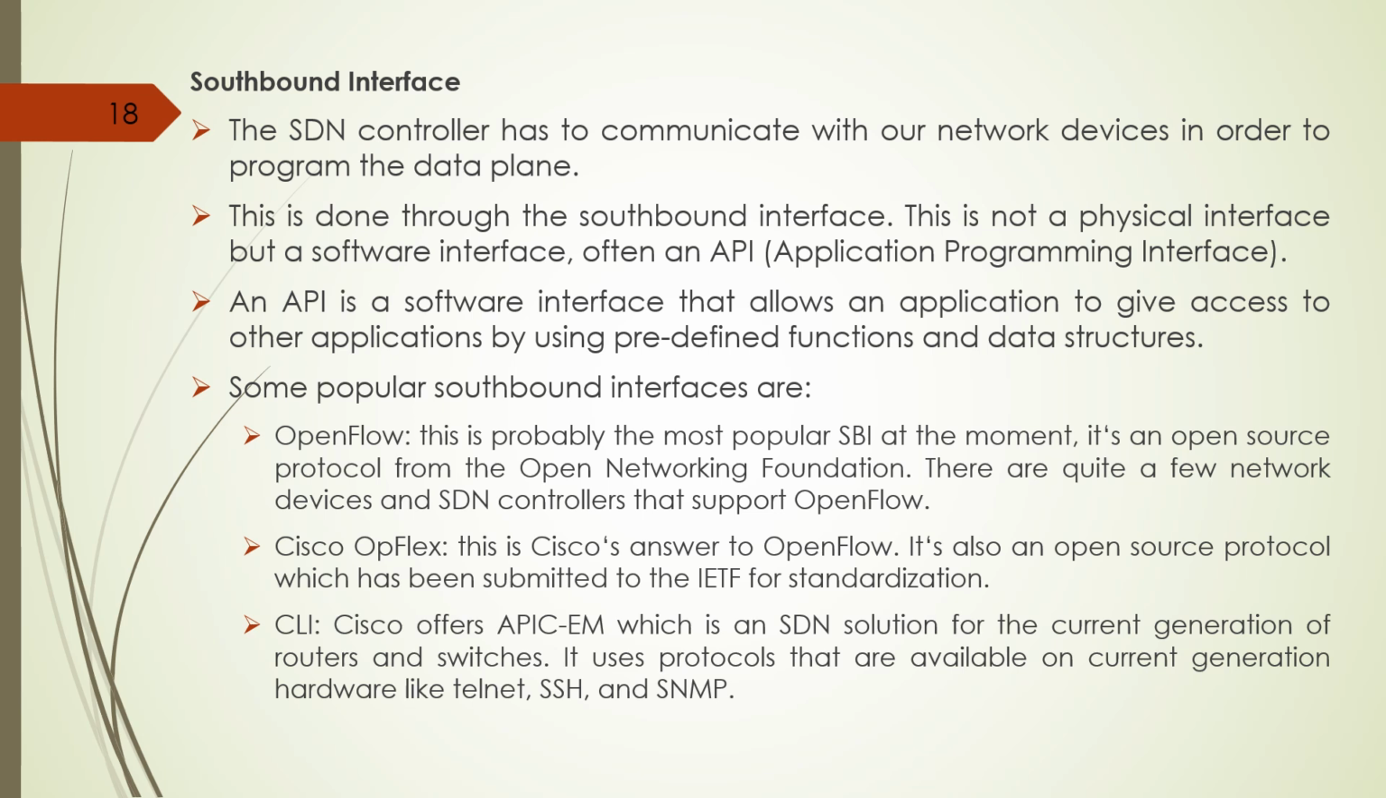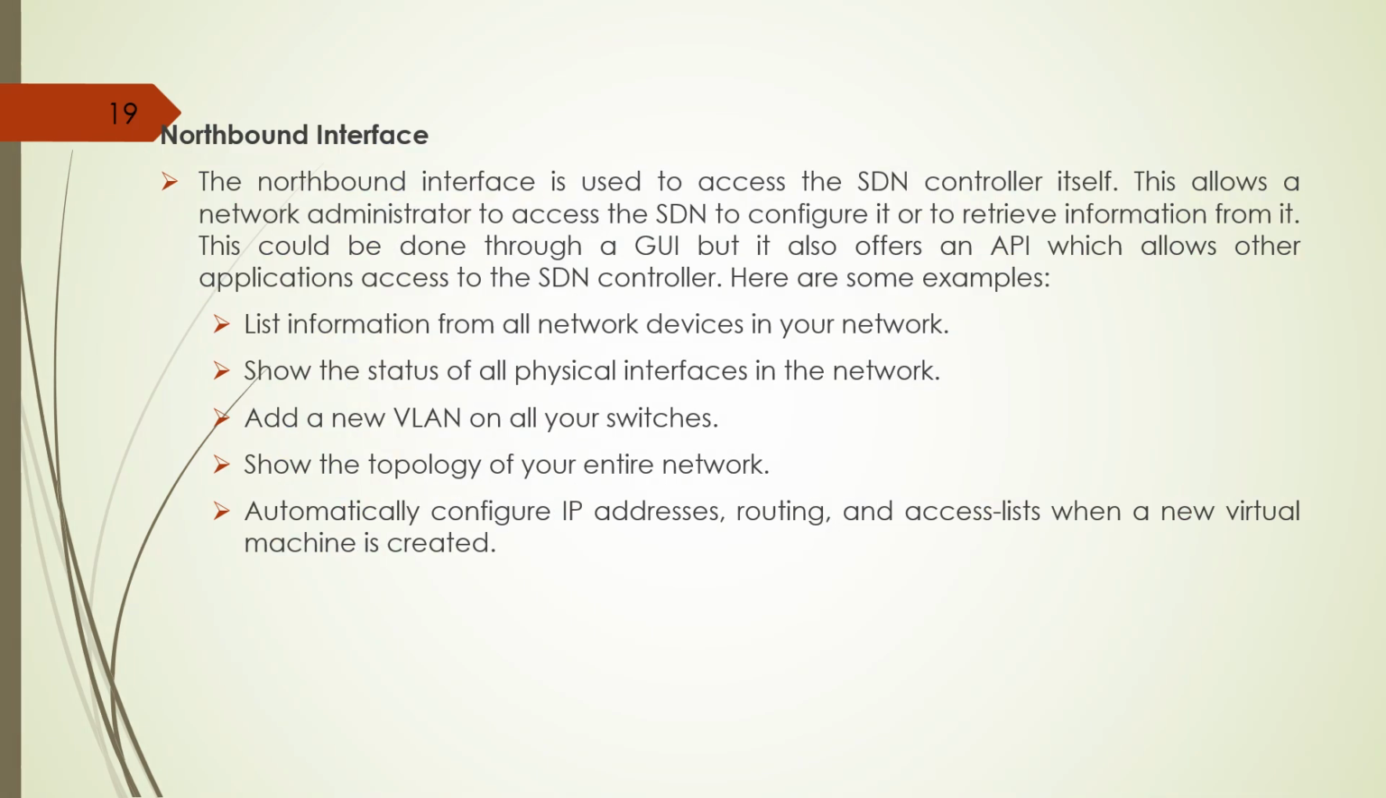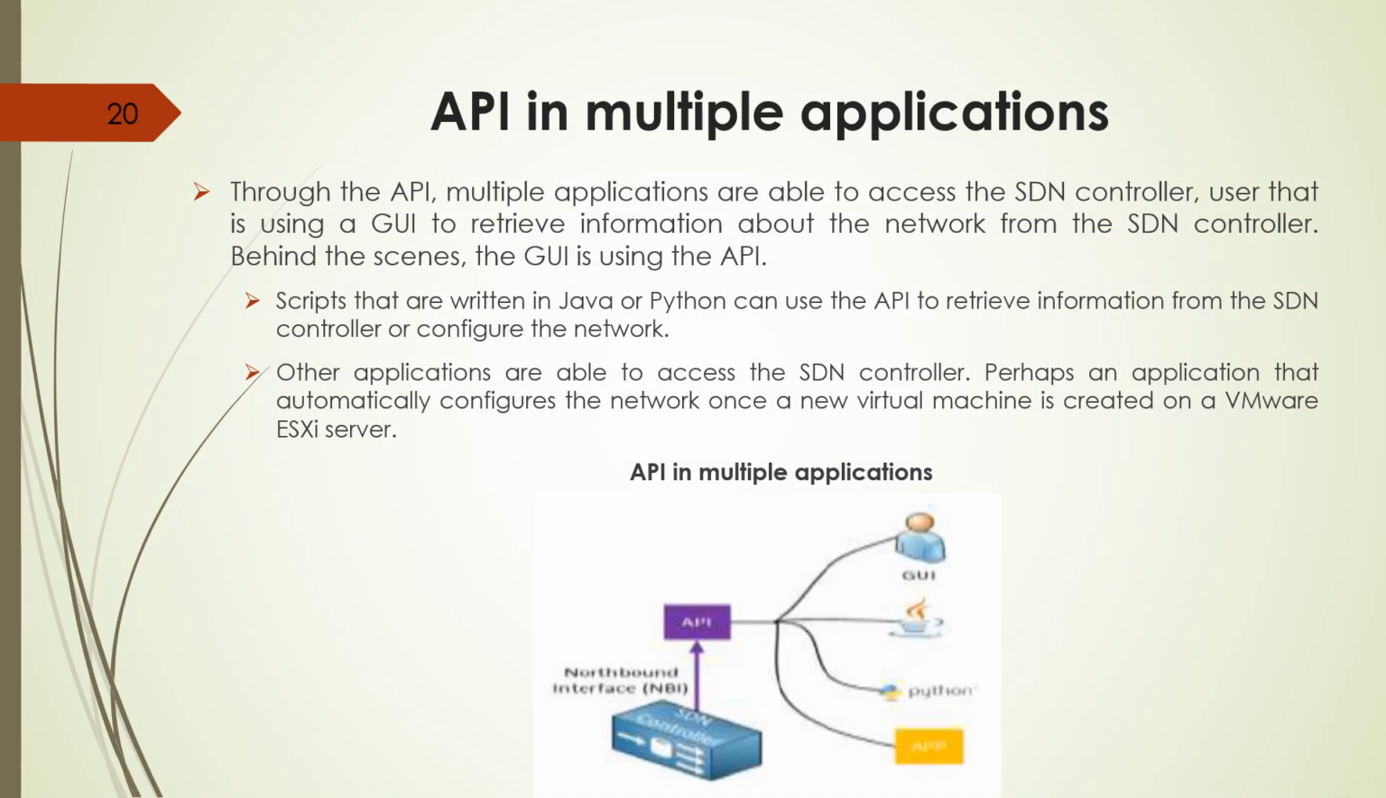There is a southbound interface and a northbound interface. The application API means application programming interface. Some popular southbound interfaces are OpenFlow and Cisco. In northbound interfaces, we can add VLANs, IP addresses, and routing. These are the importance of interfaces.